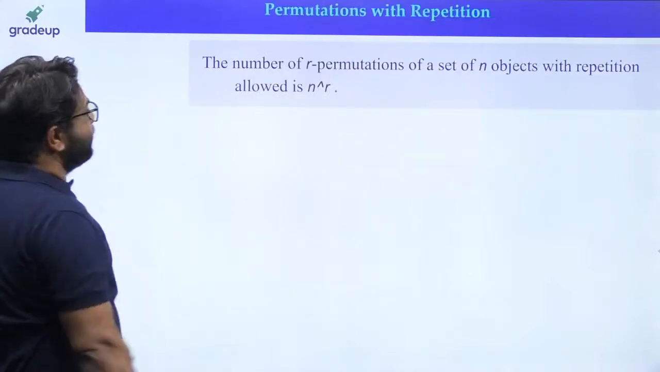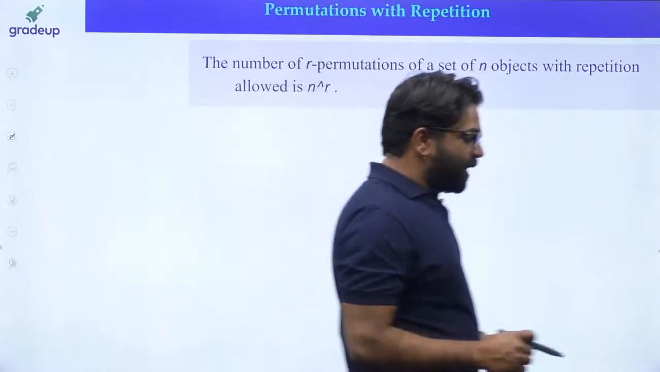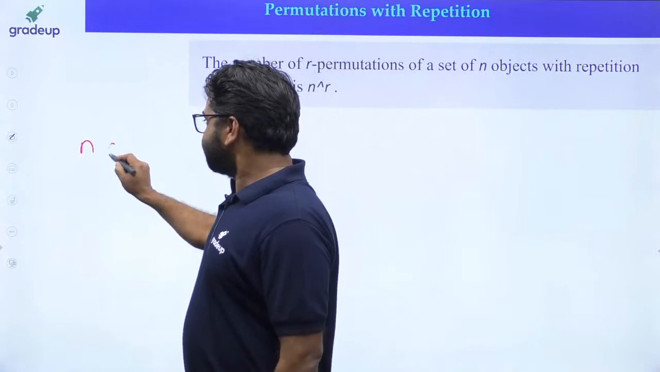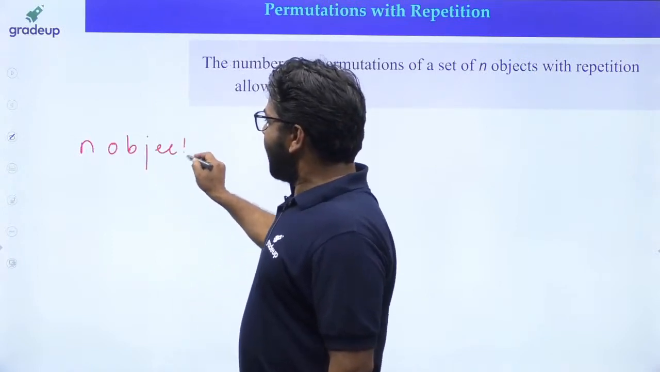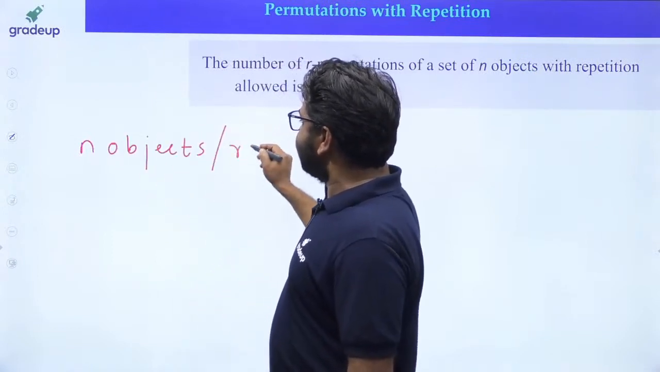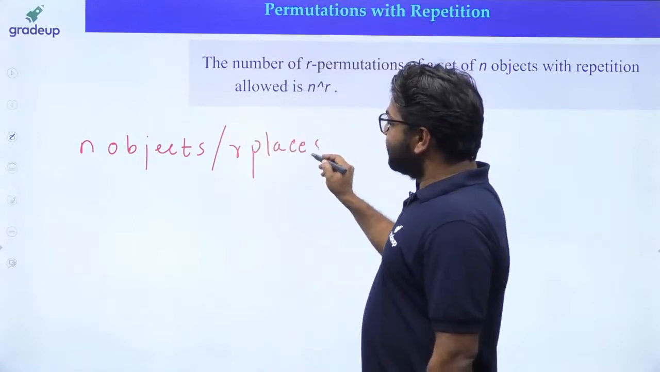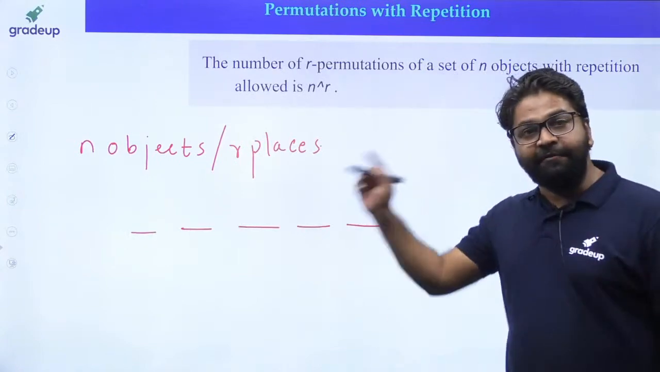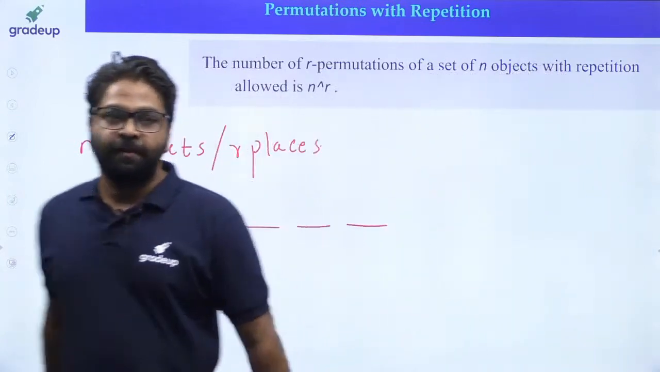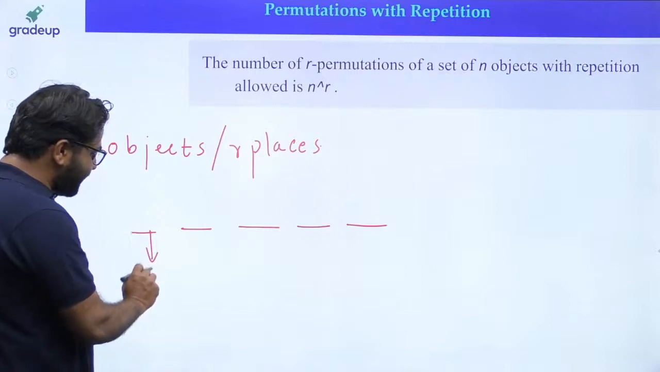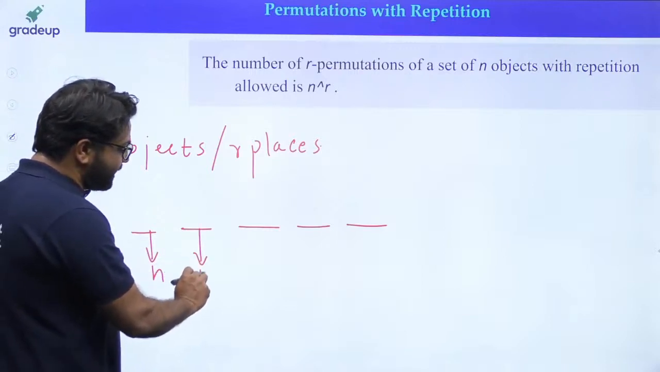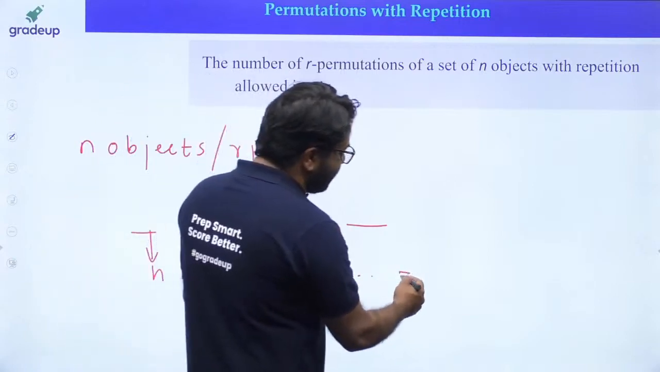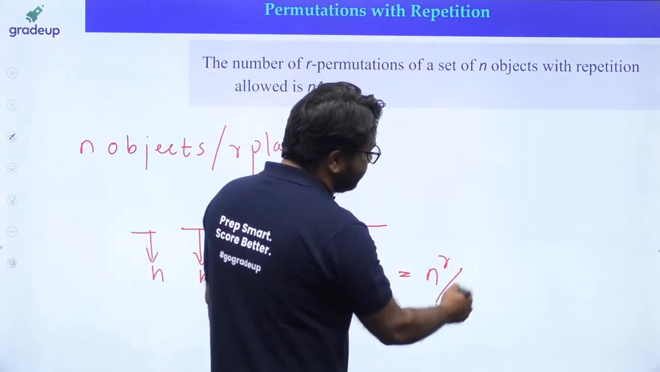Okay, let's see the next one over here. Permutations with repetitions. Suppose you have n objects and you have to arrange them at r places such that for every place you can repeat the n objects. Here you can write n choices, here also n choices, and so on. So at the rth place, what you will get is n raised to r.